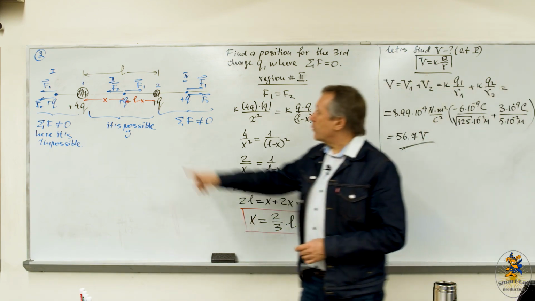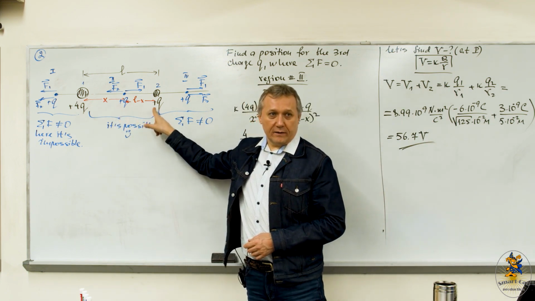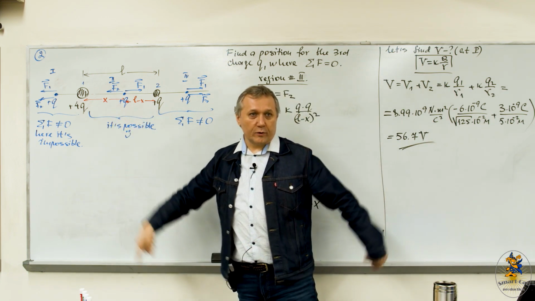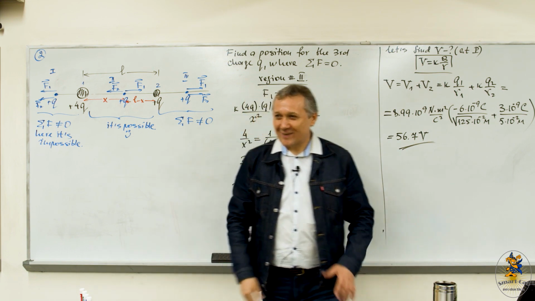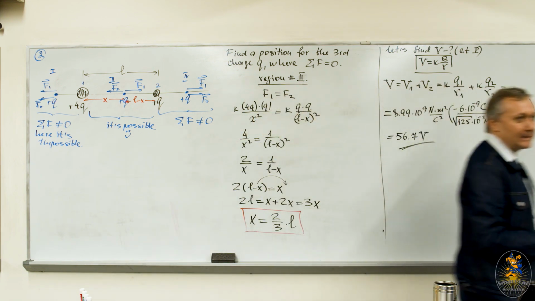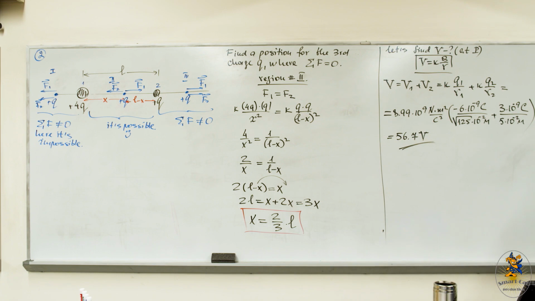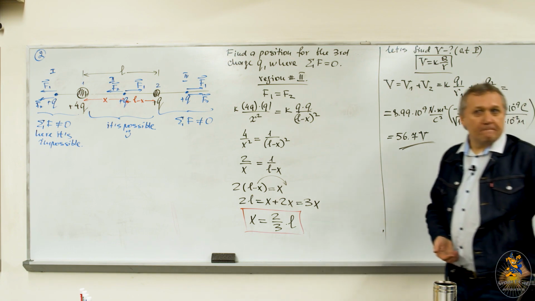Of course, it doesn't matter if you introduce this x or that x. If this is x, this will be L minus x. And of course, the answer will be 1 over 3L. Because in that case, your x will be a different distance, right?